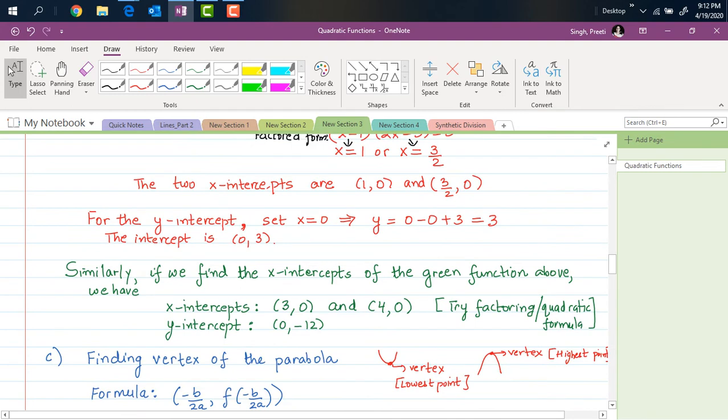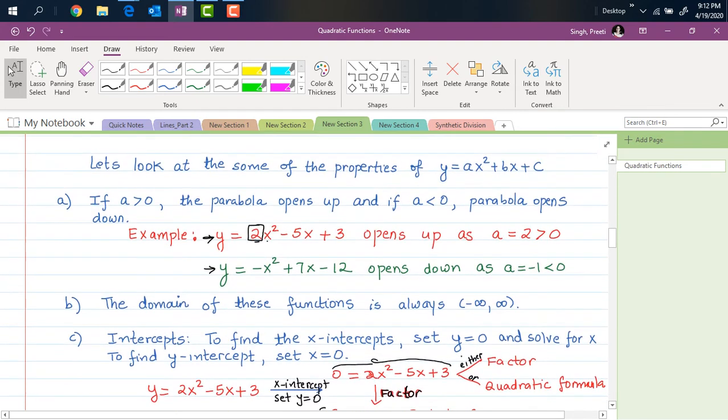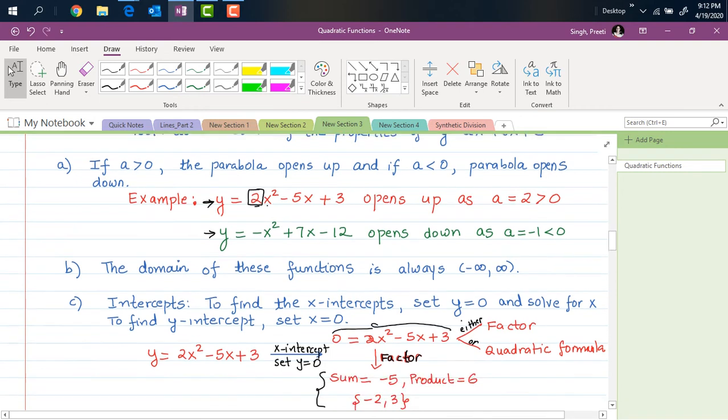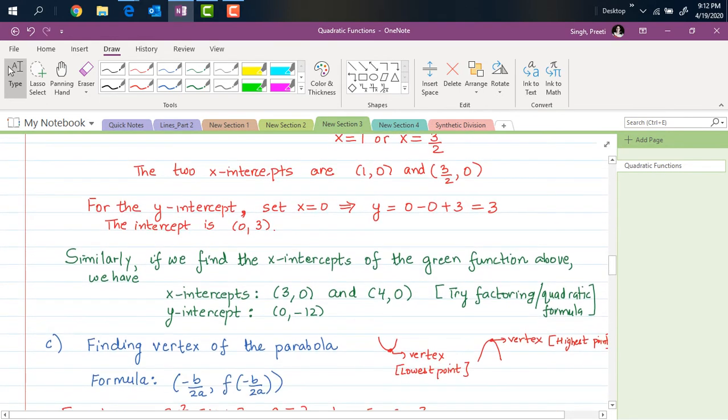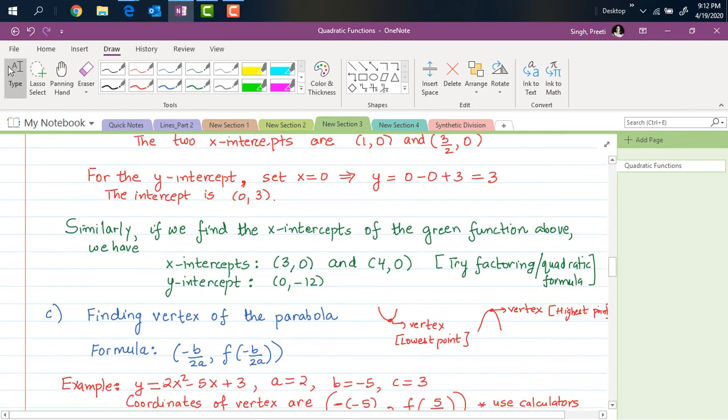Similarly, we can find the x-intercepts of the green function, minus x squared plus 7x minus 12, and I leave it up to you. I found that the x-intercepts are (3, 0) and (4, 0). You can try either factoring or the quadratic formula. Similarly, the y-intercept is (0, negative 12). Definitely try factoring.